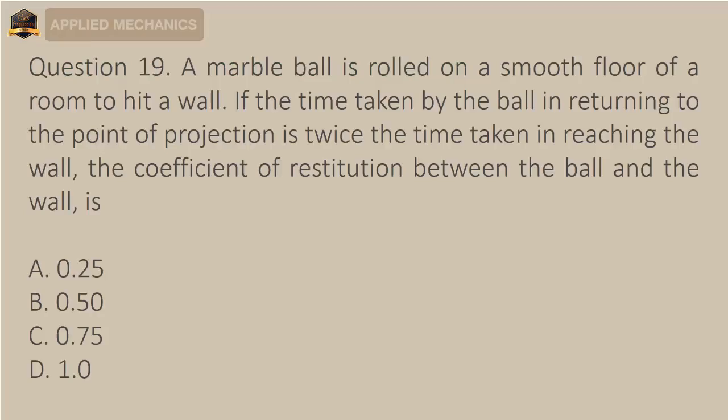Question 19. A marble ball is rolled on the smooth floor of a room to hit a wall. If the time taken by the ball in returning to the point of projection is twice the time taken in reaching the wall, the coefficient of restitution between the ball and the wall is: A. 0.25 B. 0.50 C. 0.75 D. 1.0. The correct answer is option B, 0.50.